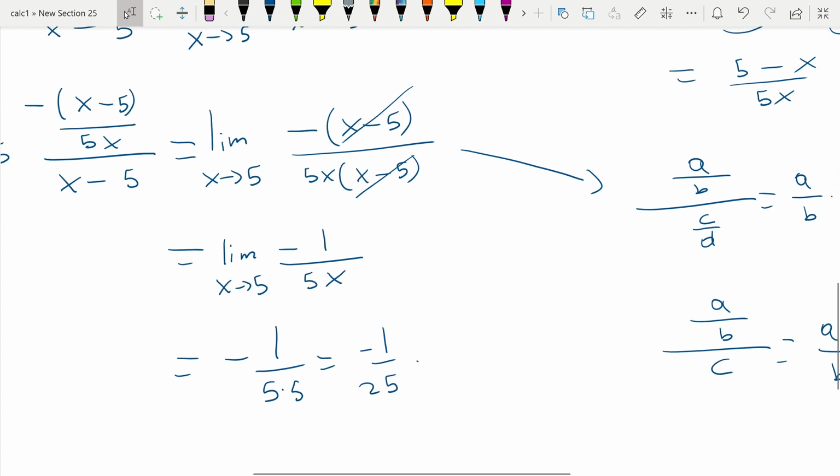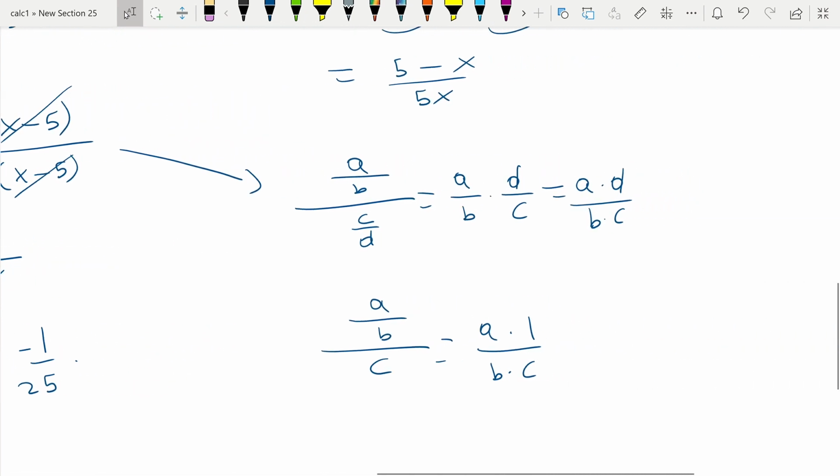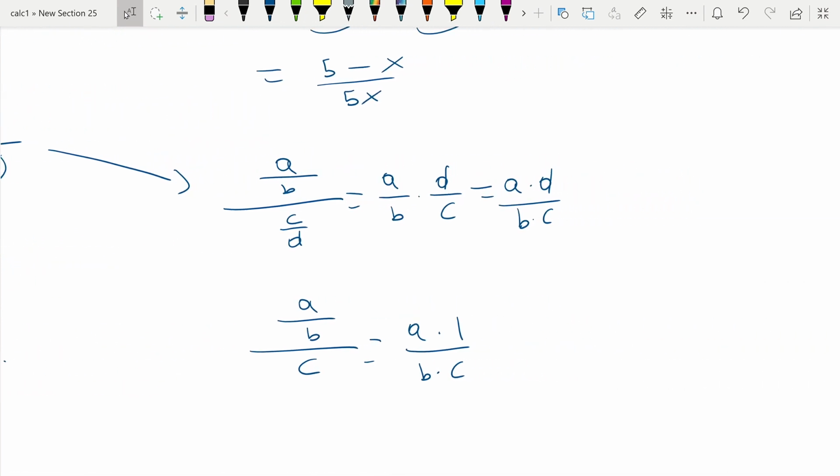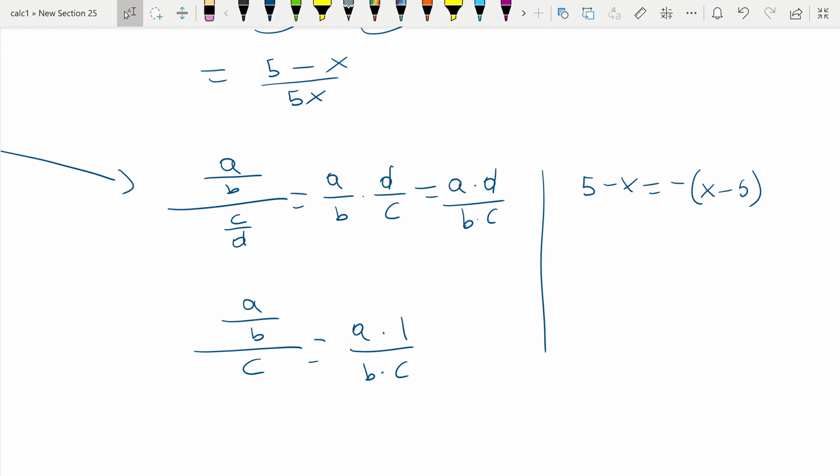And finally, if you struggle with this point, I wrote also that 5 minus x was equal to minus x minus 5. This is true because if you bring the minus sign in here and distribute, you get minus times x. Minus minus becomes a plus, so it's 5 minus x. So this is actually true.